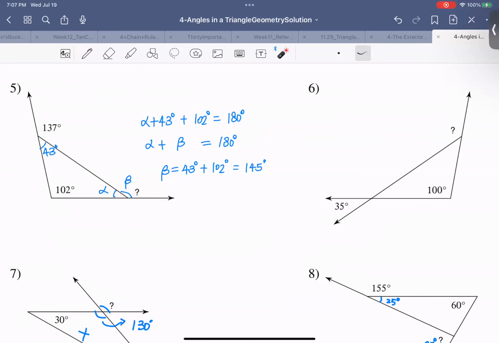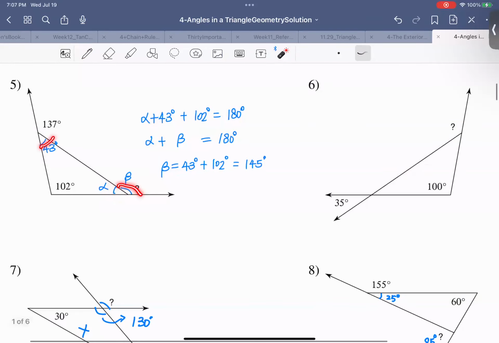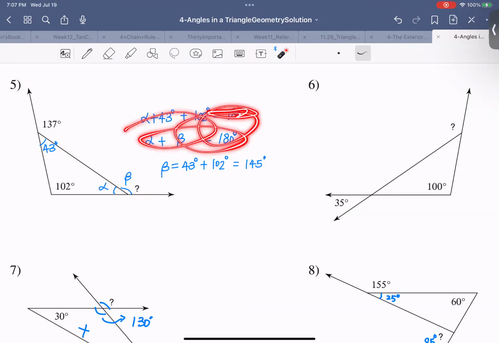Adjacent means neighbor. This angle and this angle are called adjacent angles. This one and this one are non-adjacent. This one and this one are non-adjacent. So beta equals the summation of the other two non-adjacent angles. We don't need to write down these steps. We just say beta equals the other two summation. That's it. So far, so good.